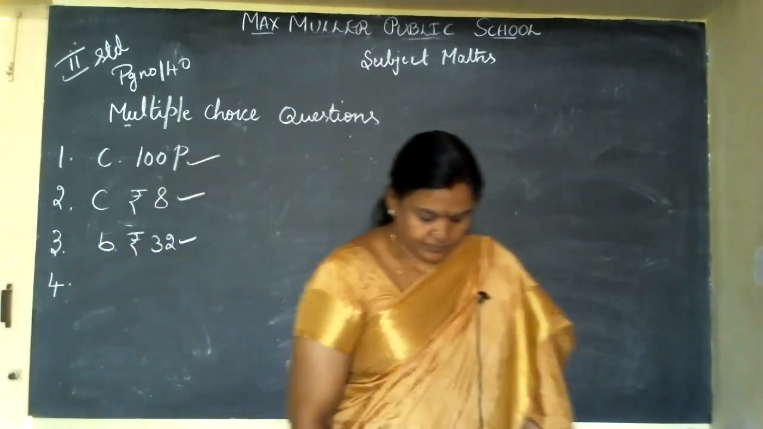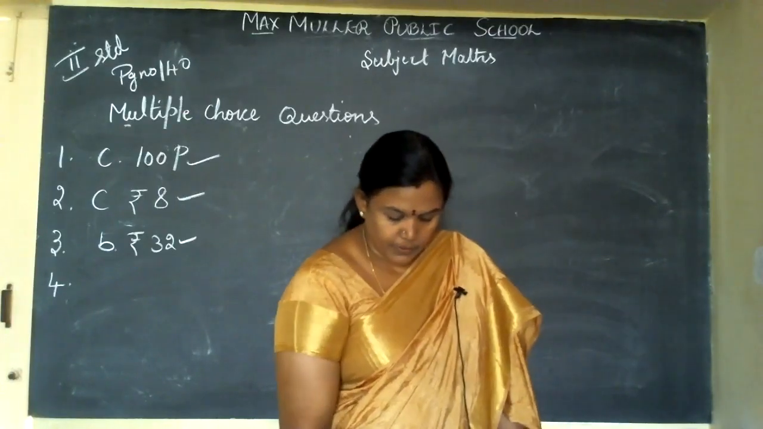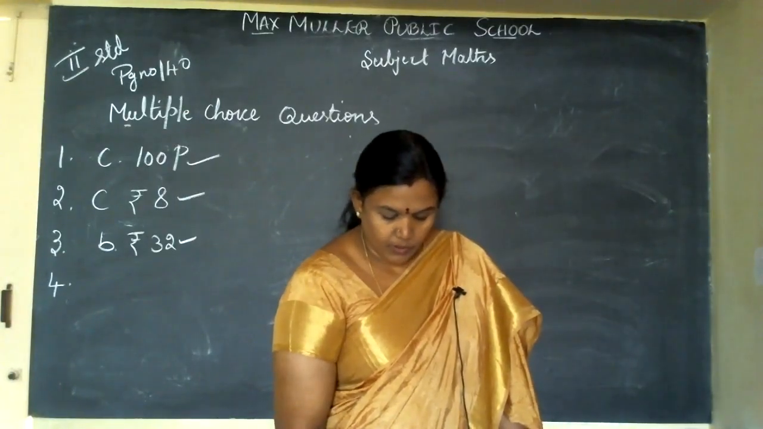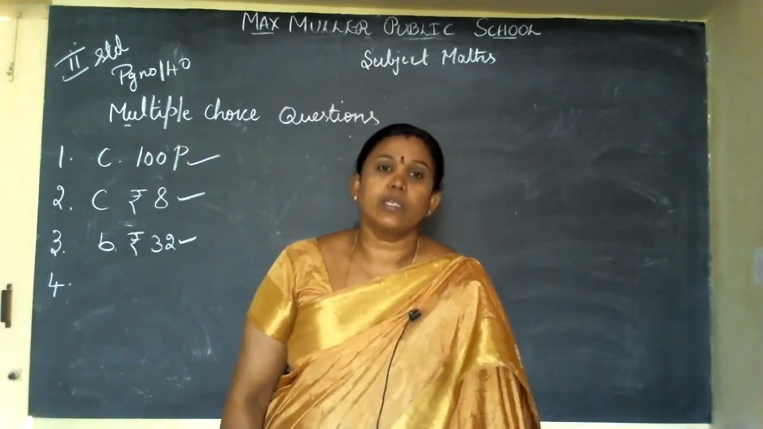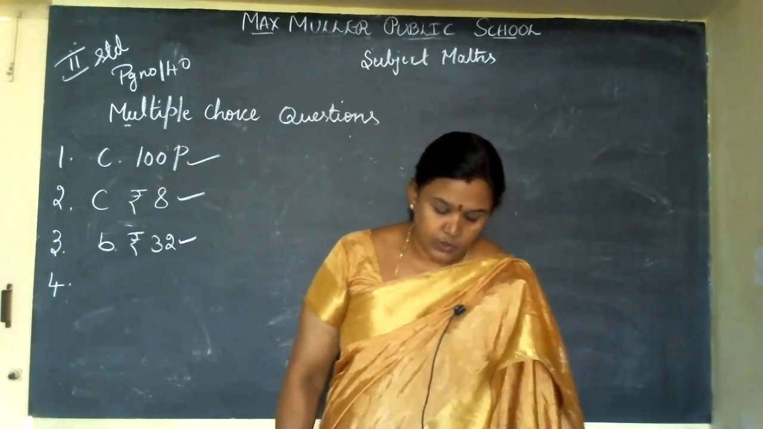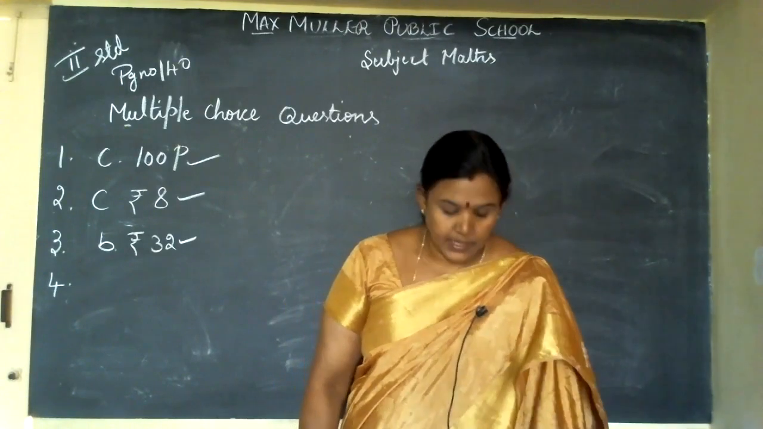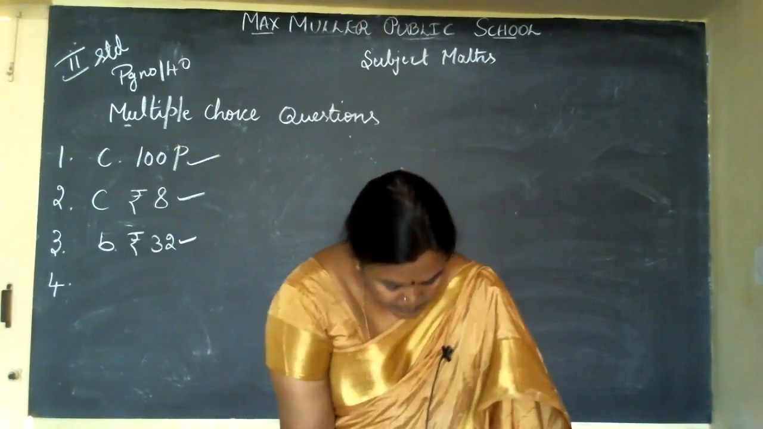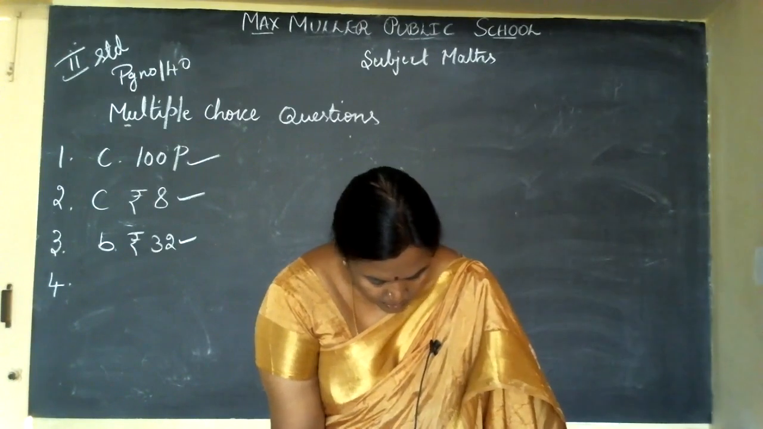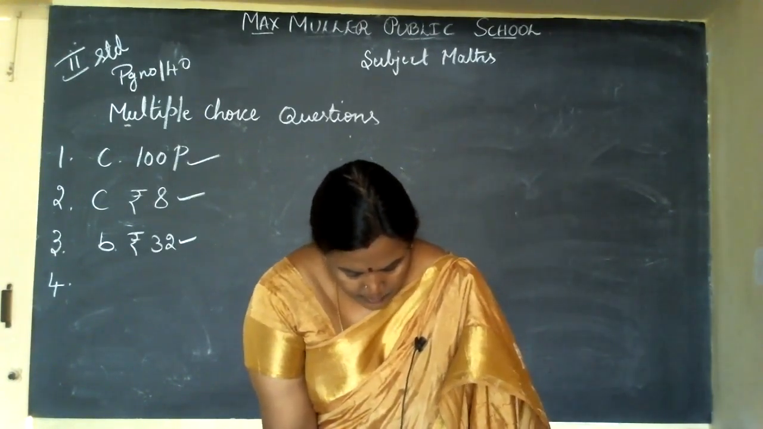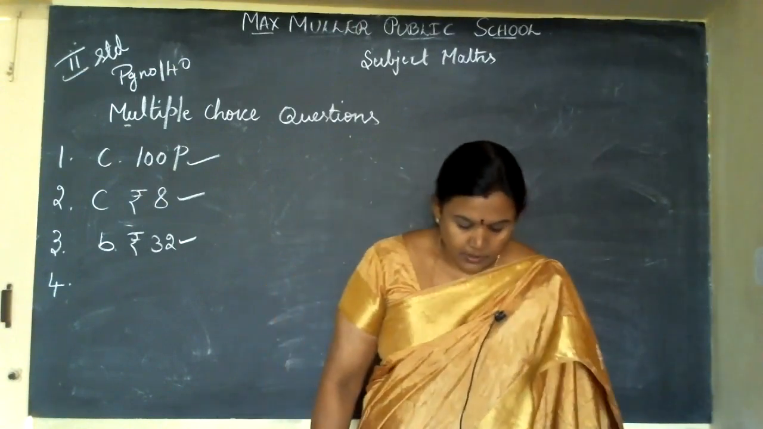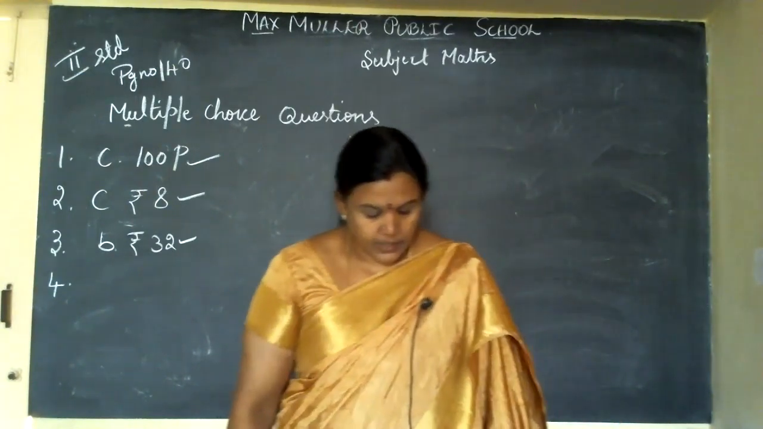Fourth one, Anu goes shopping with rupees 200 and saw the following offers. Which of the following offers can she take so that no amount is left with her? See the cost of the things, children. Frock is 100, handbag is 80, doll is 50, chain is 120. She has only 200 rupees now, children.